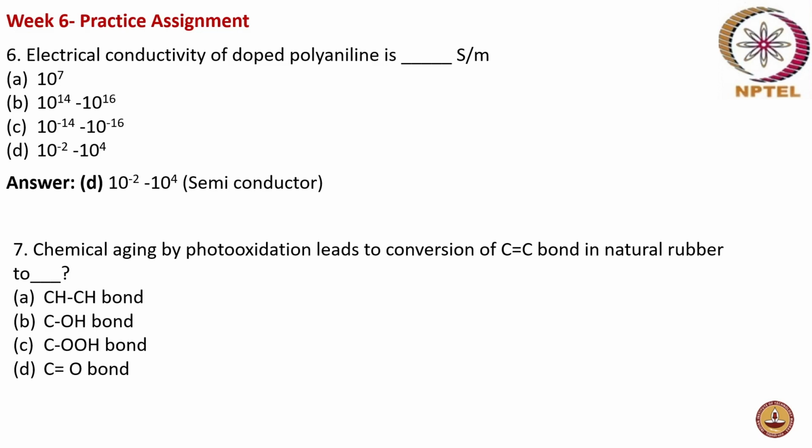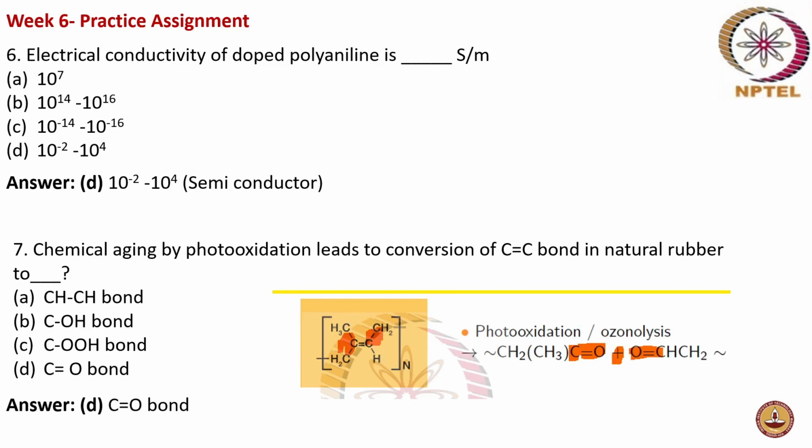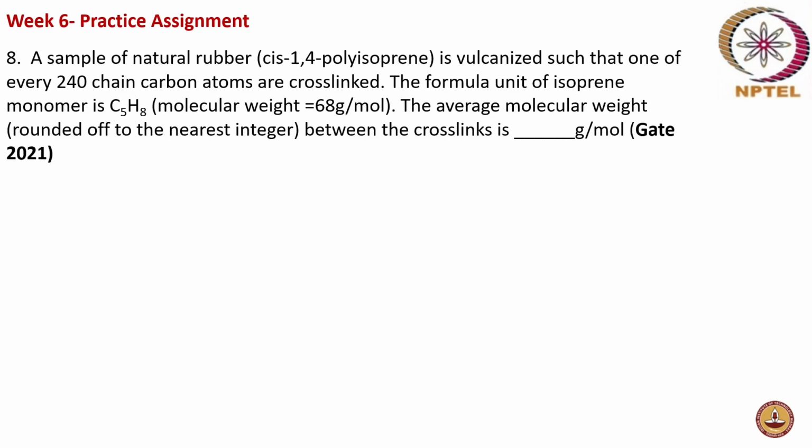You want to take a guess again? It may be B then, COH. I'm not sure. Okay, it's actually C double bond O. If you look into the isoprene unit, this is the isoprene unit. Due to photooxidation or ozonolysis, this CC bond gets converted to a C double bond O bond. This is what happens in the case of natural rubber. Now let's go on to the next question.